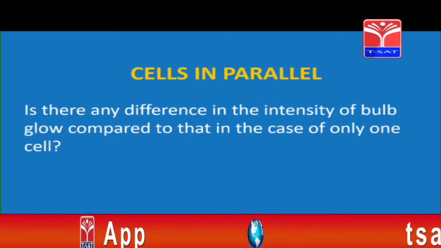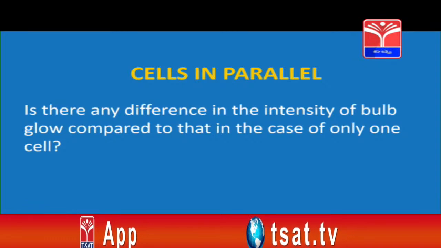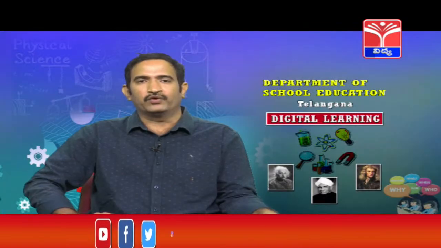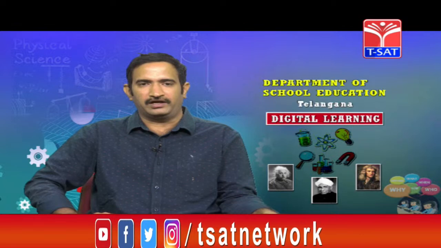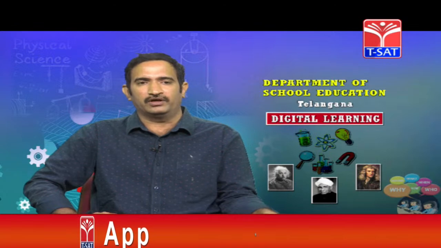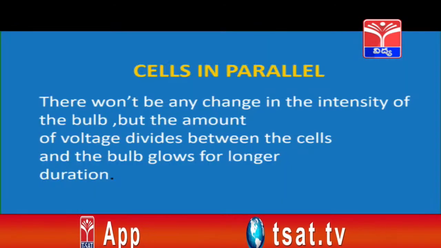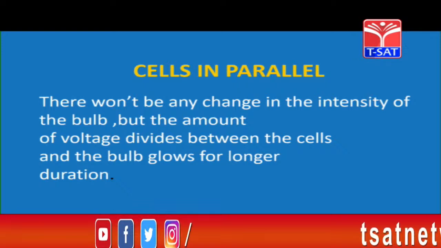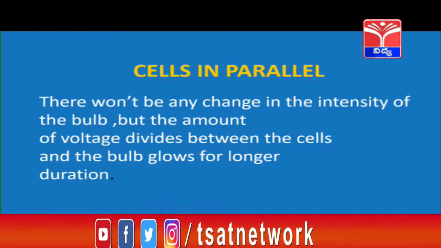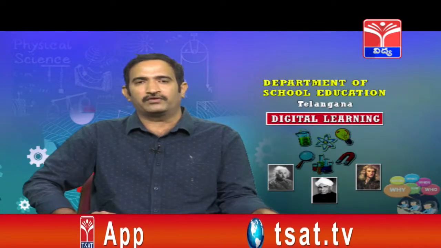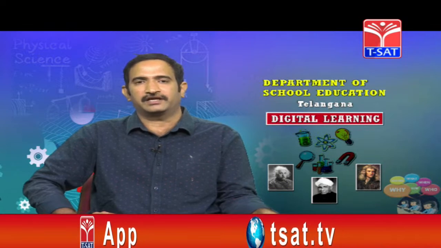Now is there any difference in the intensity of the bulb glow compared to the case of only one cell? Here we won't find any difference because the voltage is distributed equally. There won't be any change in the intensity of the bulb, but the load is divided between the cells and the bulb glows for a longer duration. Here we can increase the duration of the bulb glow by keeping more cells in this arrangement.